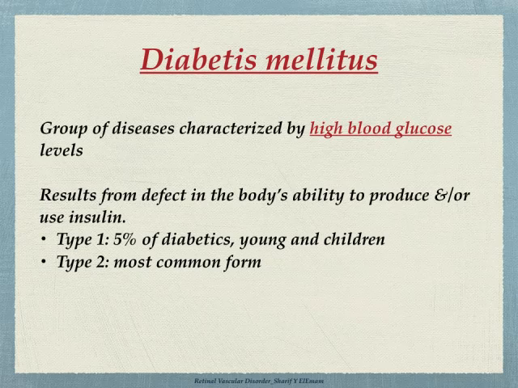And there are two types of diabetes mellitus. The first type is type 1, which represents about 5% of the diabetics, and it happens usually in young people and children. However, type 2 is the most common form of diabetes.